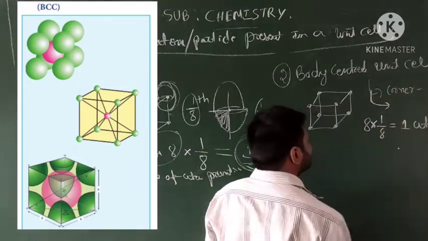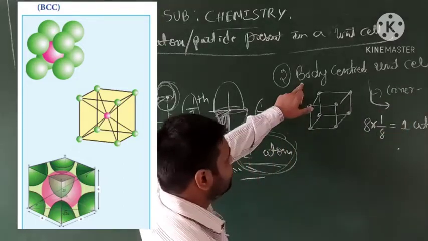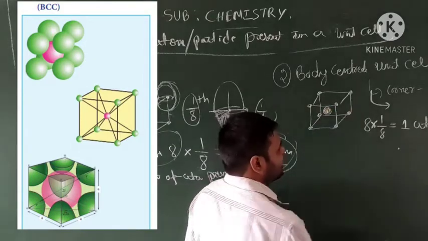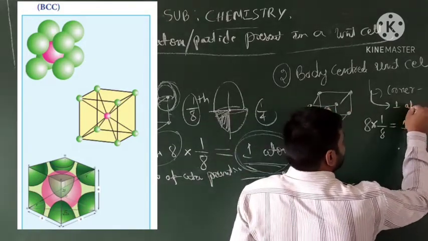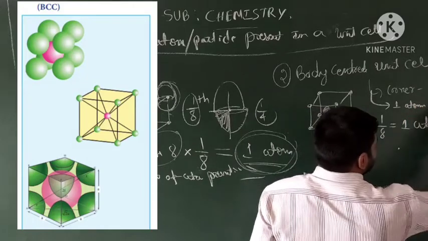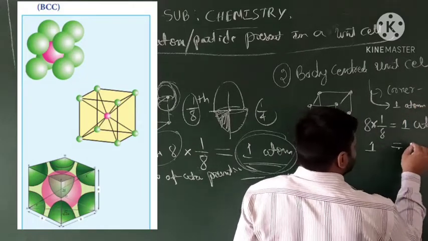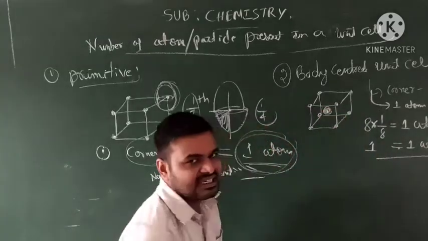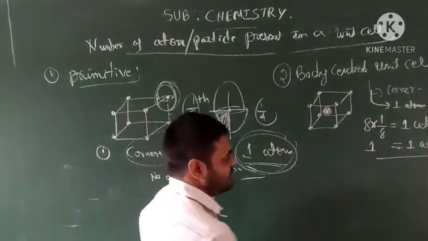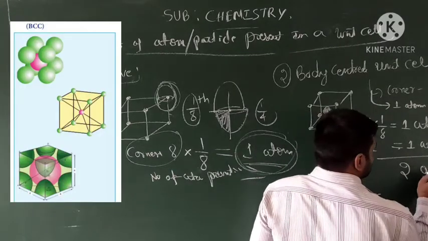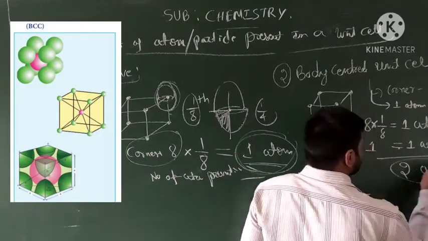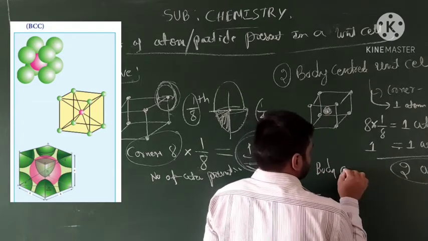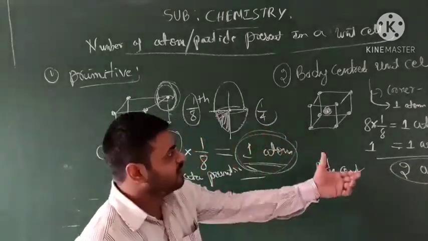So, is there anything else? Yes. One body center. One body center is there. There is one atom at the body center. This is observed clearly and doesn't vary. That makes 2 atoms present in a body center. In the body center we can observe 2 atoms.